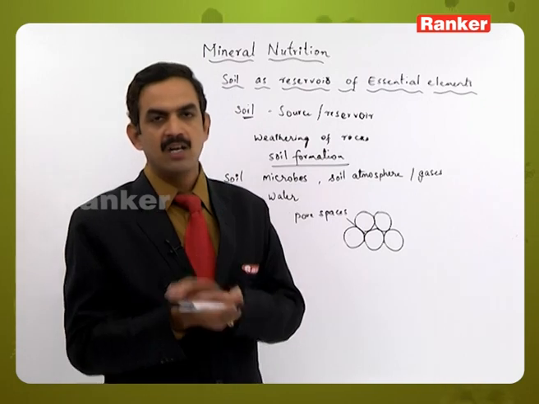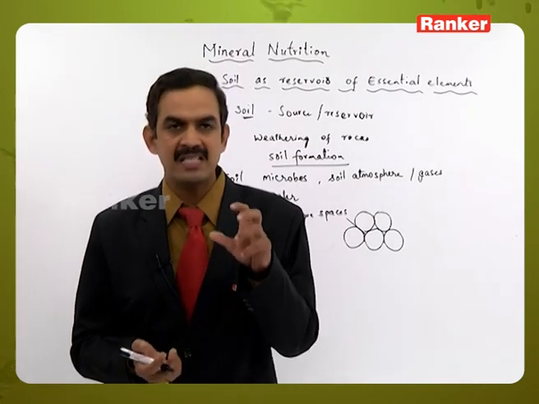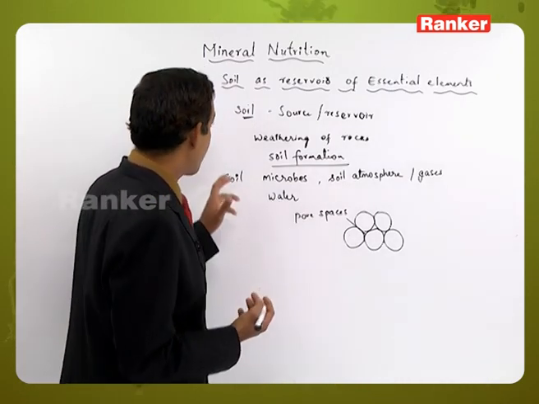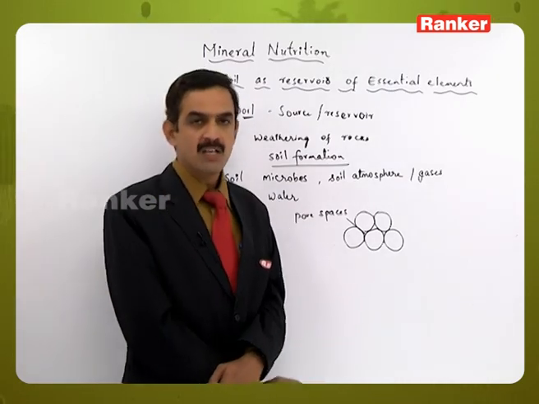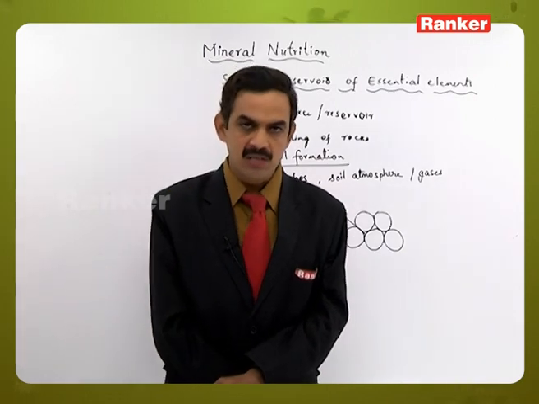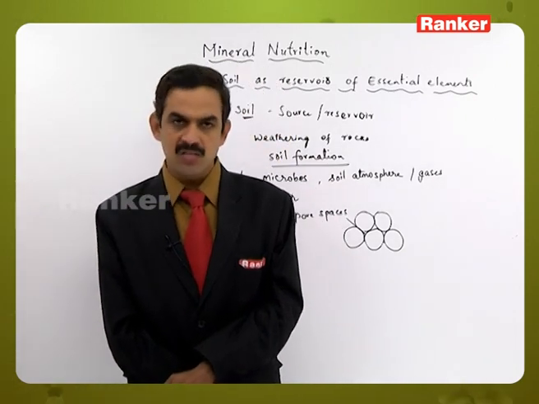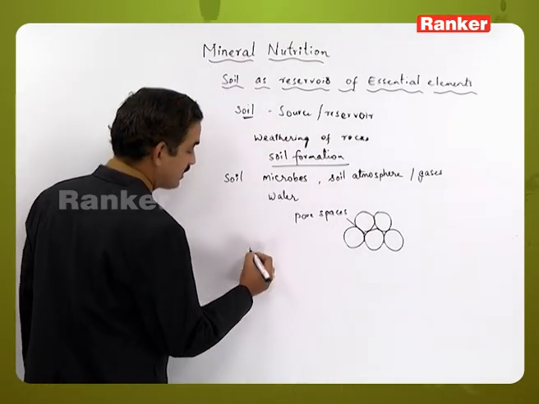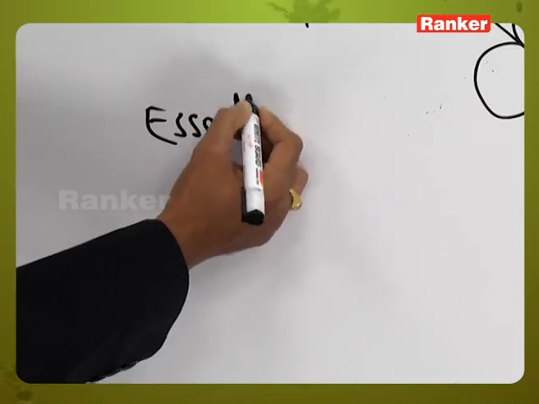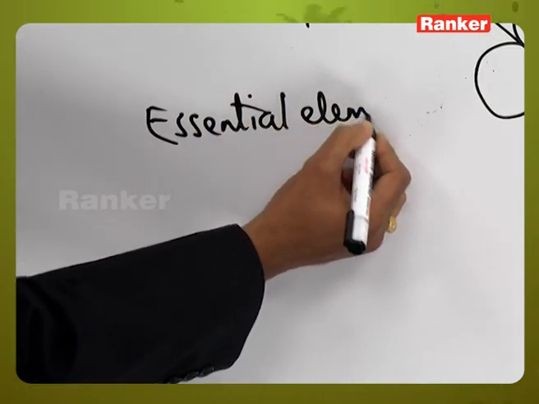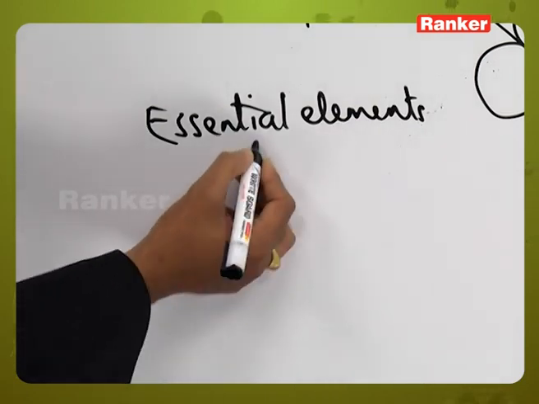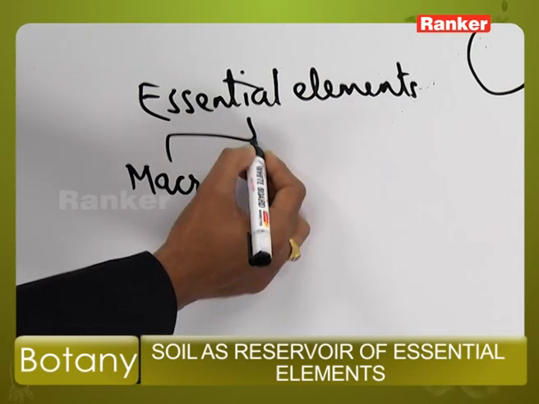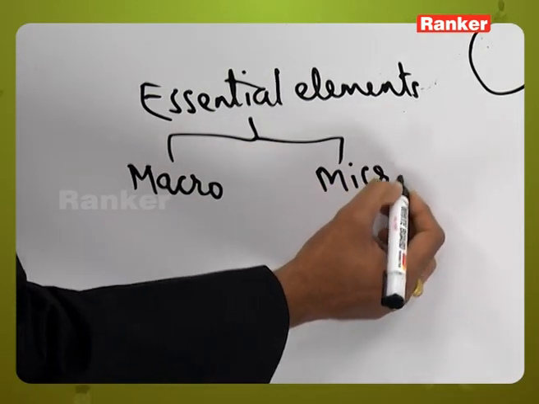Once the root hair penetrates into the pore spaces, they start absorbing the materials which are required for the plant body. Likewise, the soil is acting as a reservoir for various types of substances or the biological system which is required for the plant. Apart from this, it is also the reservoir for various types of essential elements. In the earlier parts we had discussed that there are two types of essential elements. Some of them are called macro elements and some of them are called micro elements.